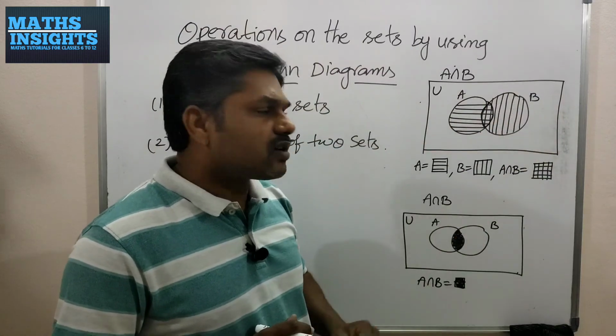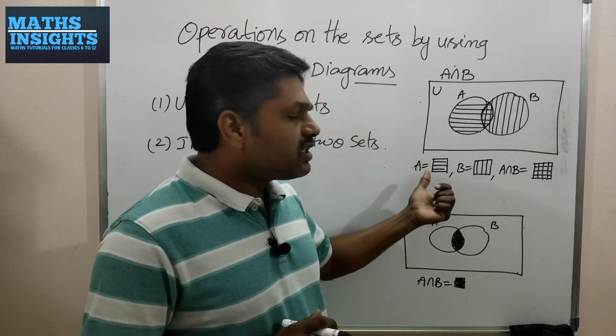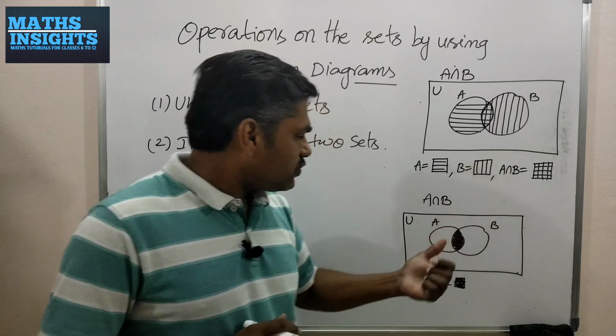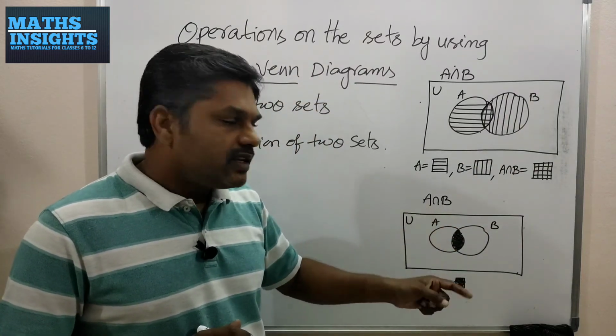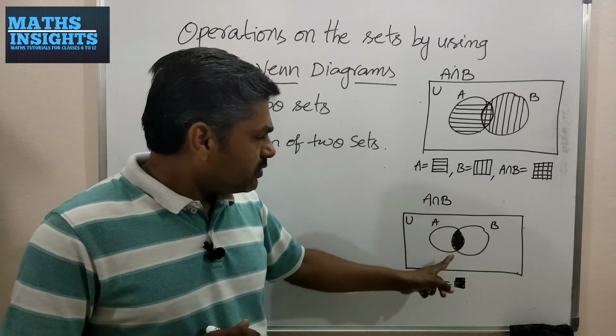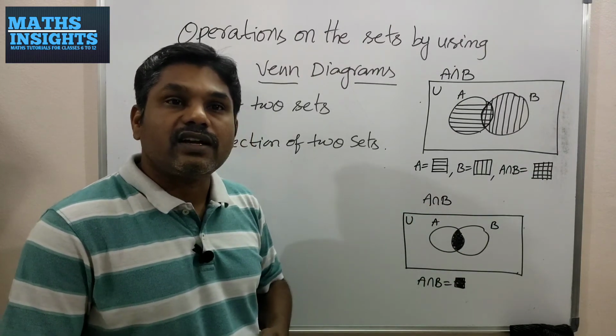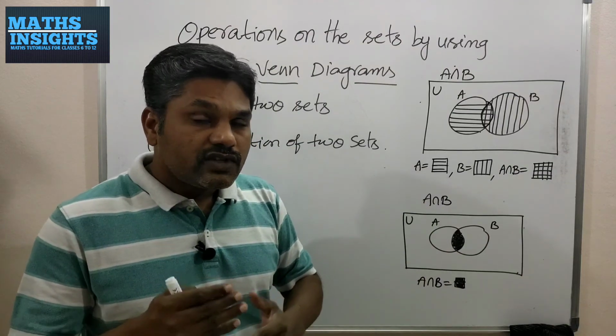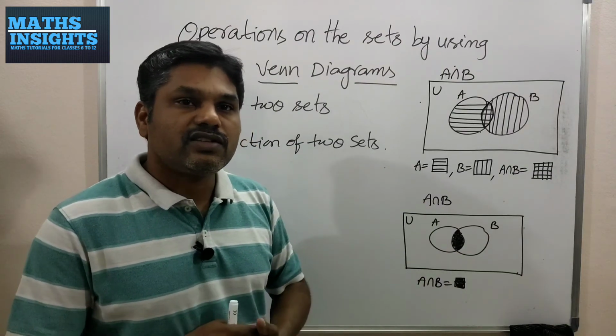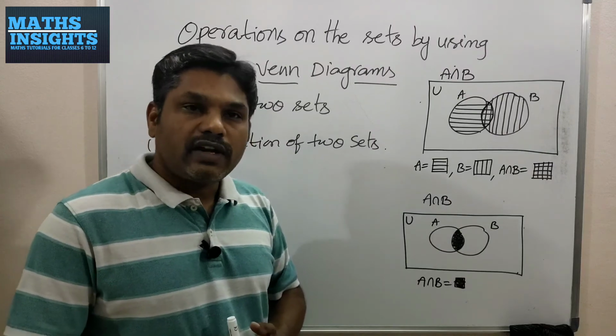Some students are comfortable representing in this way, and some students will write directly the area which represents A intersection B by shading the area. You may shade this area with color pencils also, which creates interest in you to represent Venn diagrams.